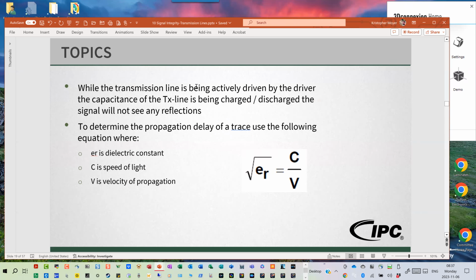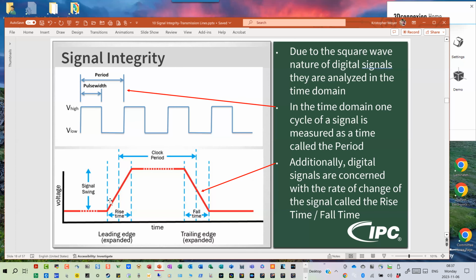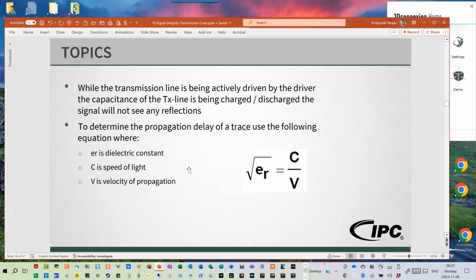So while the transmission line is being actively driven by the driver, the capacitance of the transmission line is being charged or discharged, the signal will not see any reflections. So this is something we're going to talk about here in just a moment. But effectively, during this time period right here, while I'm actively putting more energy in or actively taking energy out of the transmission line itself, I will have zero reflections because I'm actively driving. I'm overcoming any reflected voltage with new voltage energy I'm putting in, and so on.